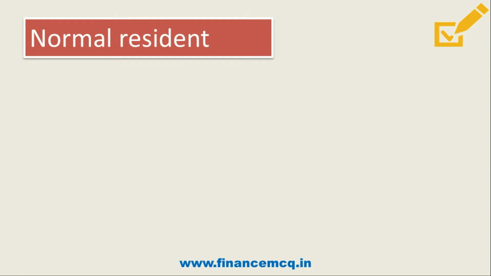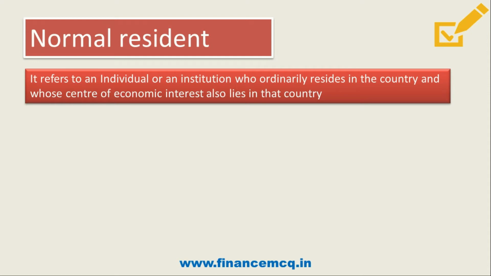Now friends, let's talk about normal resident. It is another concept in macroeconomics which needs to be studied. The normal resident refers to an individual or an institution who ordinarily resides in a country and whose center of economic interest also lies in that particular country. Here are a couple of things to notice. The first one: a normal resident includes an individual as well as an institution. That is, a company can be a normal resident or any other organization can be a normal resident.